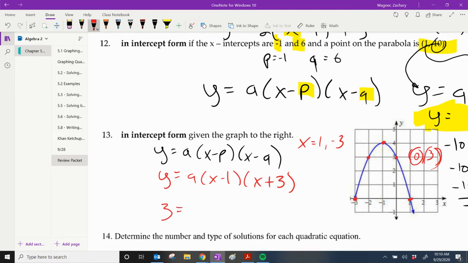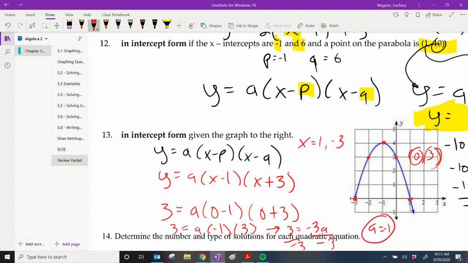3 is equivalent to a times (0 minus 1) times (0 plus 3). 0 minus 1 is negative 1. 0 plus 3 is 3. 3 times negative 1 times a is negative 3a. When you divide both sides by negative 3, you get a is equal to negative 1. And that value goes right here. And this is my quadratic: negative 1 times (x minus 1) times (x plus 3).